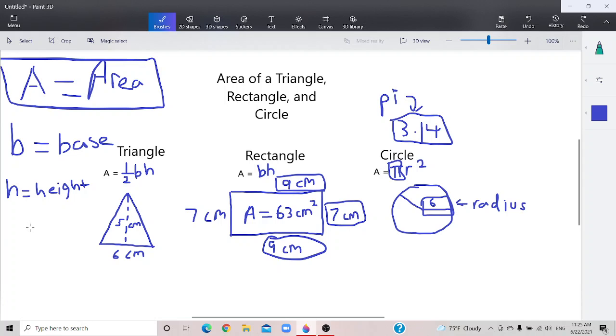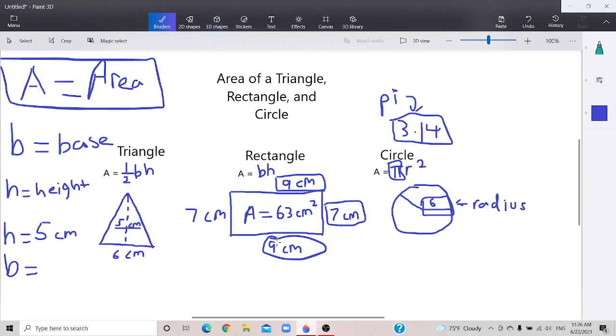So what I usually like to do is write it down: H for height, and then B for base. We know that the height is the dotted line, and it says 5 centimeters here. So I'll put just 5 centimeters. Okay, now for the base.